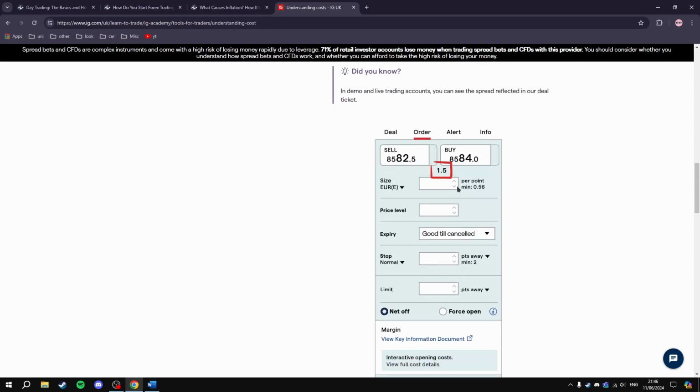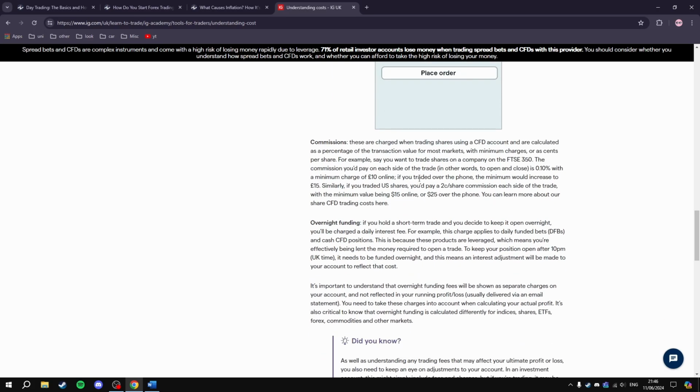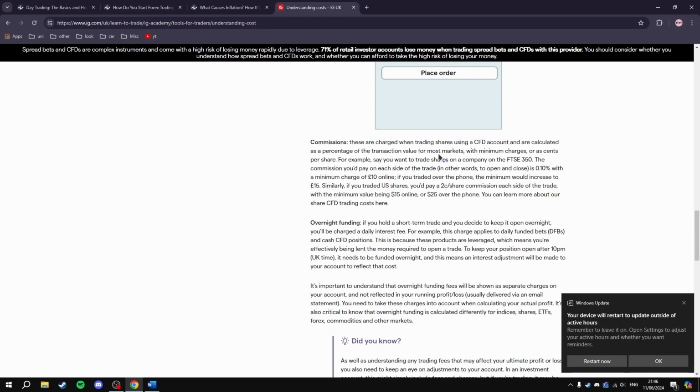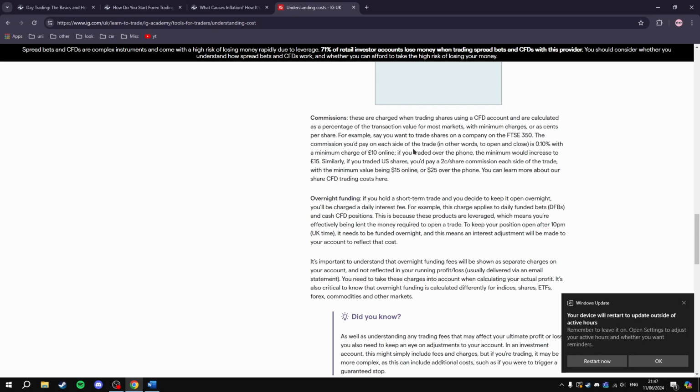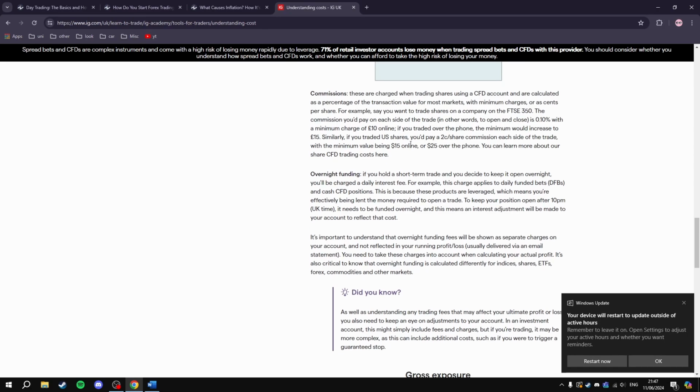Right, so some of the trading accounts show you what the spread is. So for example over here, commission: these are charged when trading shares using a CFD account and are calculated as a percentage of the transaction value for most markets, with minimum charges or a cents per share.